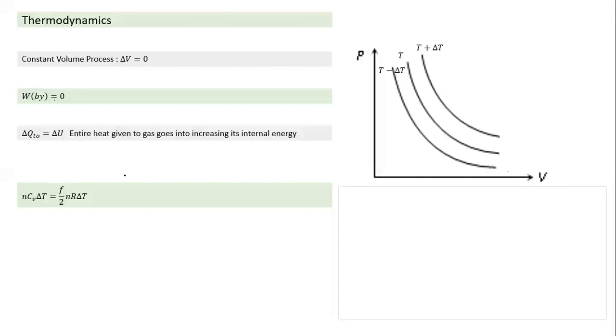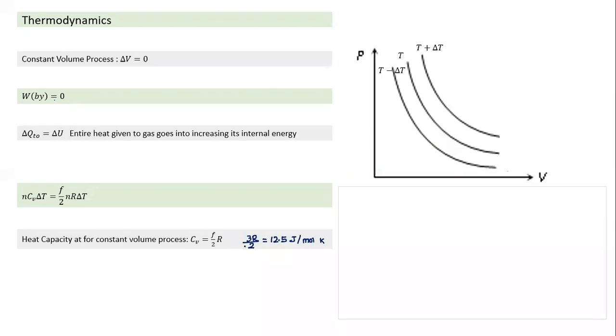So what is the molar heat capacity at constant volume? For a constant volume process, CV is equal to f by 2 R. Let's understand that also. f by 2 R for a monatomic gas will be 3R by 2. What is the value of R? R is about 8.3, so that will be roughly 12.5 joules per mole Kelvin for a monatomic gas.